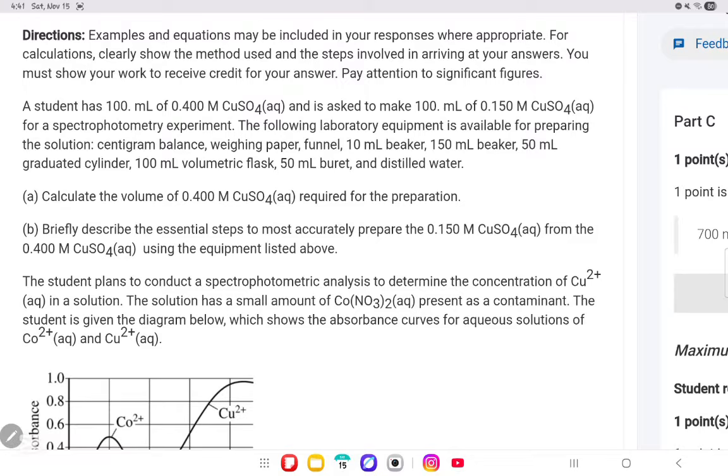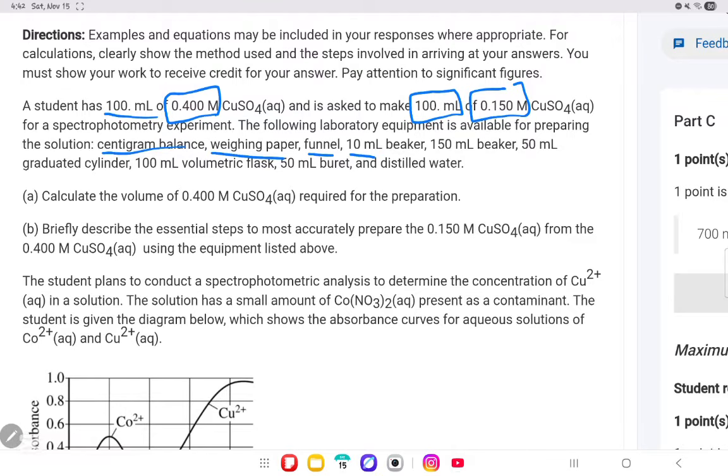A student has 100 milliliters of 0.400 molarity CuSO4 and is asked to prepare 100 milliliters of 0.150 molarity CuSO4 aqueous for a spectrophotometry experiment. The following laboratory equipment is available for preparing the solution: centigram balance, weighing paper, funnel, 10 milliliter beaker, 150 milliliter beaker, 50 milliliter graduated cylinder, 100 milliliter volumetric flask, 50 milliliter burette, and distilled water.